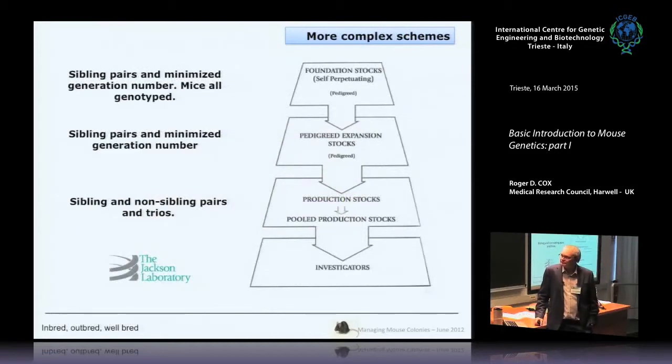I think I'll skip this one. These are the more complex schemes from the Jackson Laboratory, a reference supplier of inbred strains and genetically modified lines.